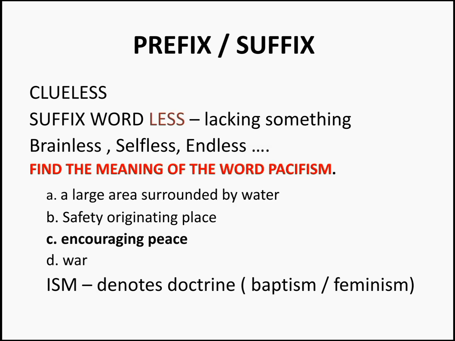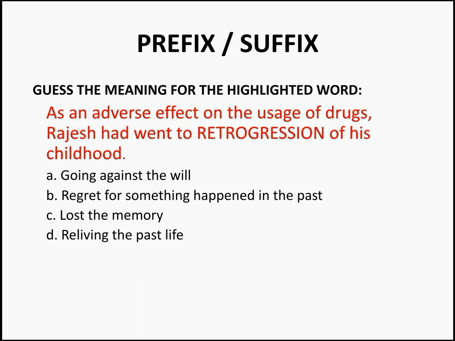Hope you got it. A similar kind of question. Guess the meaning for the highlighted word. As an adverse effect of the usage of drugs, Rajesh went through retrogression of his childhood. And your options are going against the will, regret for something that happened in the past, lost the memory, reliving the past life. Now pause the video for a while and guess the meaning for this question.